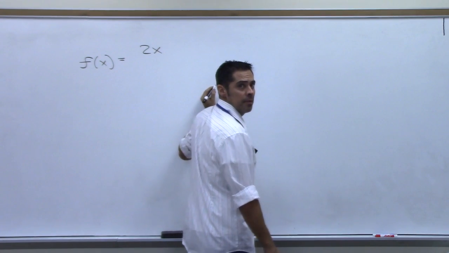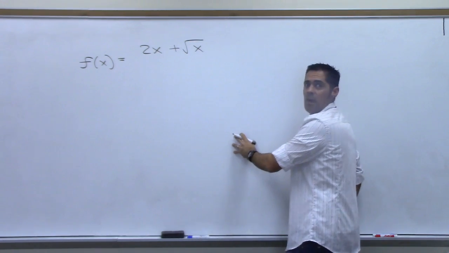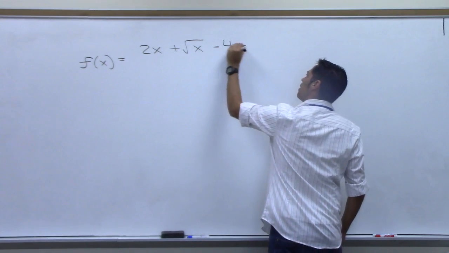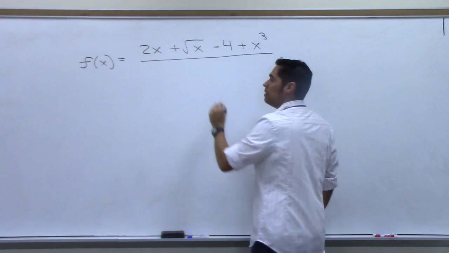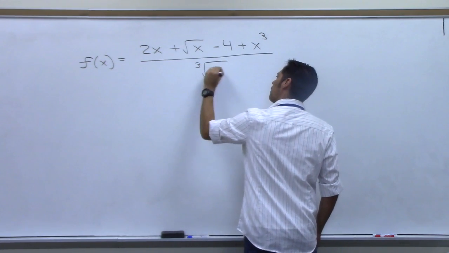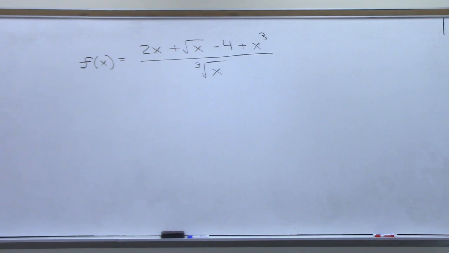2x plus root x minus 4 plus x cubed all over cube root of x. Now that looks pretty bad.